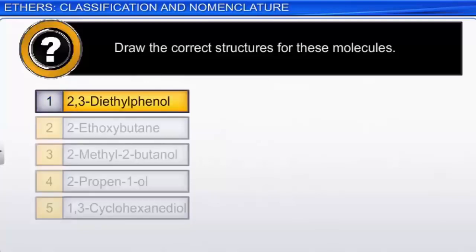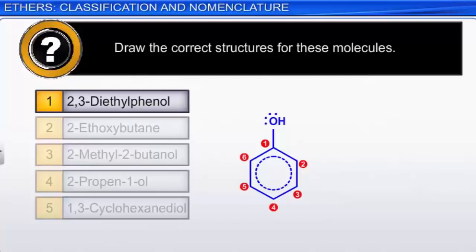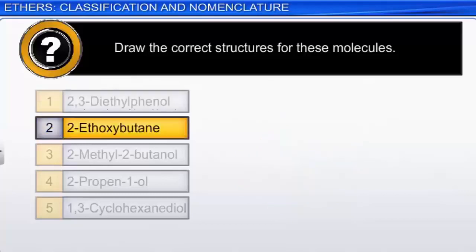Molecule 1 is 2,3-diethyl phenol. Start by drawing a phenol ring. The location of the hydroxyl group is position 1 on the ring. Then, add ethyl groups at carbons 2 and 3. Molecule 2 is 2-ethoxybutane. Start with a butane chain which has 4 carbon atoms. At carbon 2, insert an ether linkage to an ethyl group.